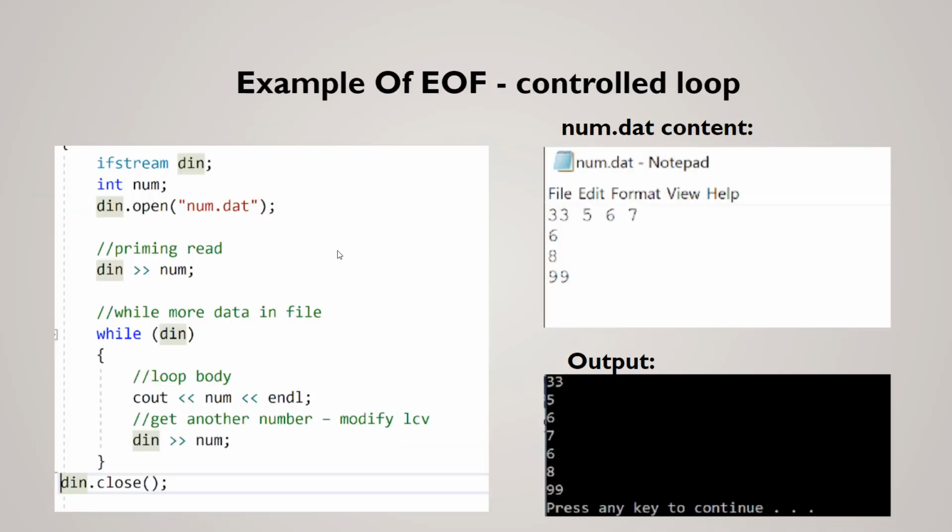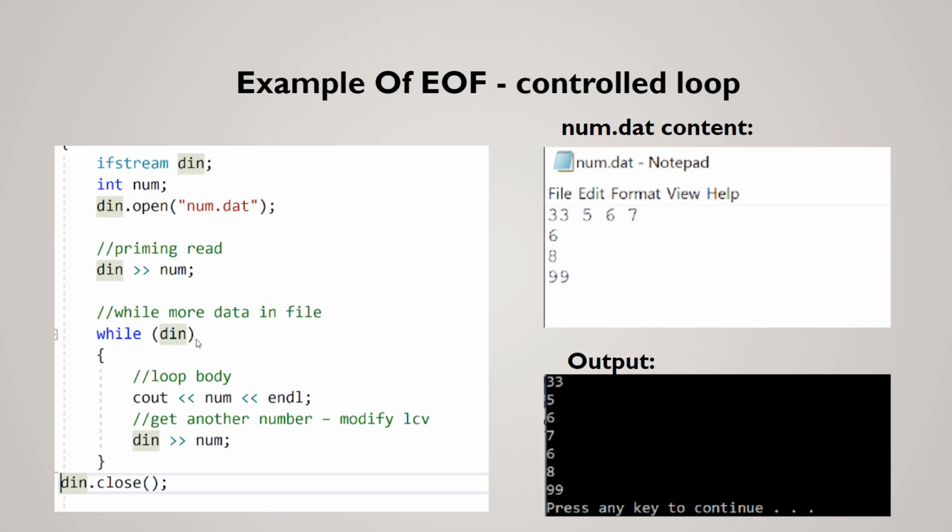Now, if we look at this, we can see our ifstream DN. And hopefully this still looks familiar, right? I know that we did file processing a little while ago. We haven't talked about it too terribly much since, but hopefully you haven't forgotten. Now, we're declaring an int num that we're going to read from the file. dn.open num.dat. Here's num.dat, so we can see that there's a number of numbers in there. Now this is our first step to our end of file loop. It is our DN extraction operator num. This is our priming read.